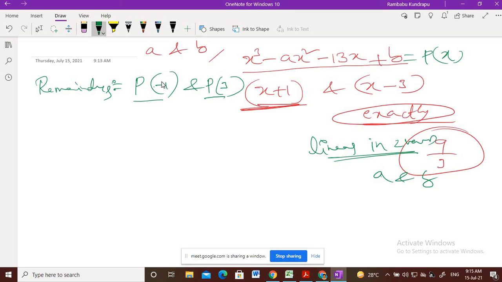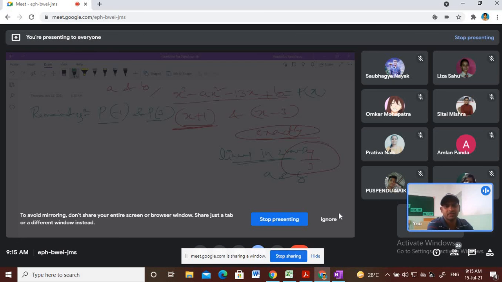Yesterday I told you, if two lines are intersecting, you will get only one common point, which means the solution of a pair of two equations. A pair of equations has only one point.